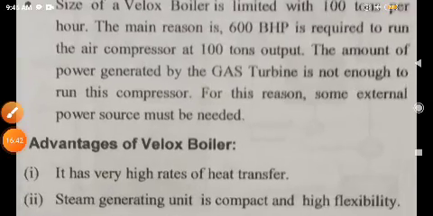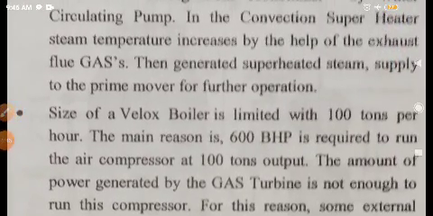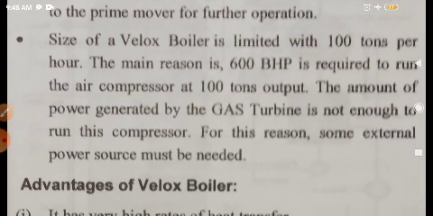Then the generated superheated steam is supplied to the prime mover for further operation. The size of the Velox boiler is limited to 100 tons per hour. The main reason is that 1600 brake horsepower is used to run the air compressor at 100 tons per hour output. The amount of power generated by the gas turbine is not enough to run this compressor. For this reason, some external power source may be needed.